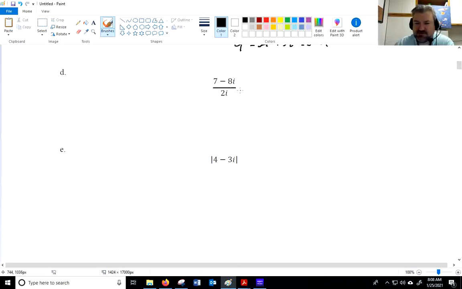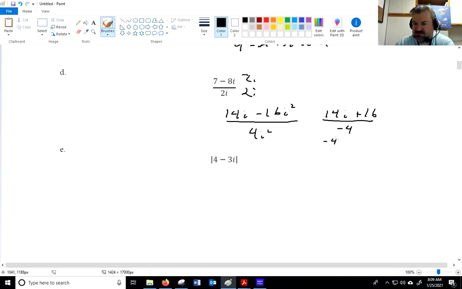On this problem here, I'm going to simply multiply it by 2i on top and bottom. You could also multiply by negative 2i, but you don't have to, so I won't. So I get 14i minus 16i squared over 4i squared, which becomes 14i plus 16 over negative 4. And I'm going to rewrite this with the real component in front, and I'll divide. So I get negative 4, that's 16 over negative 4, and then minus 7 over 2 i.